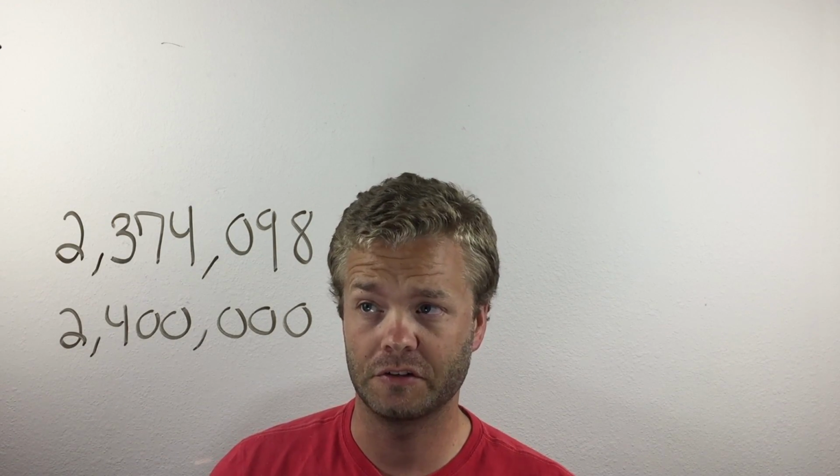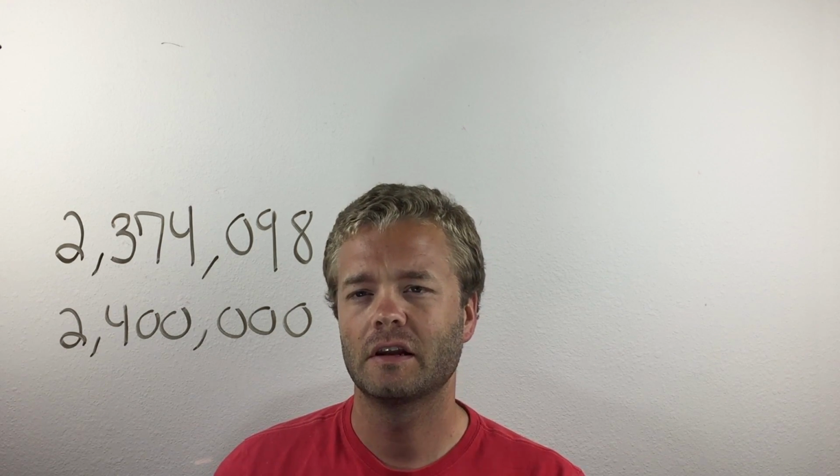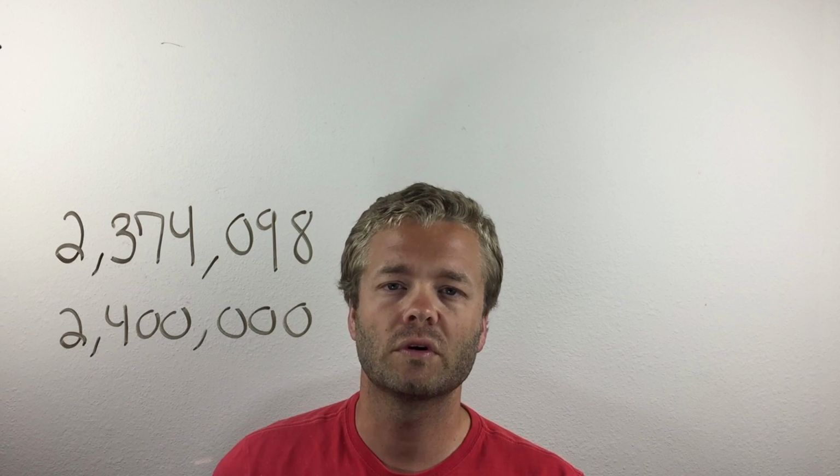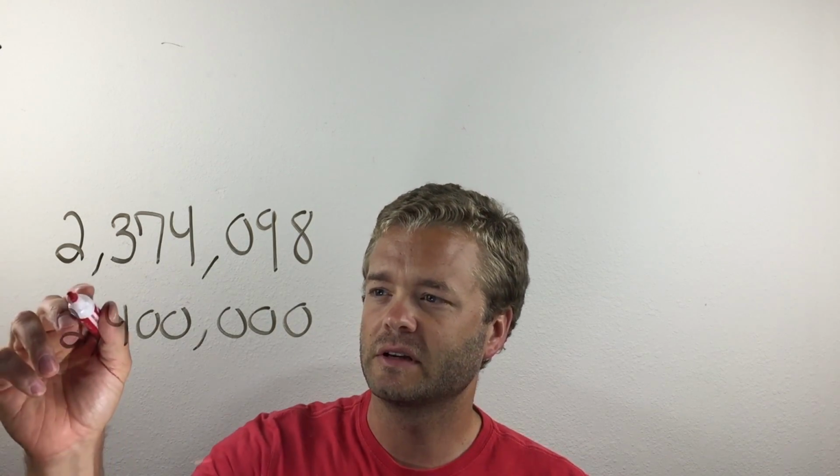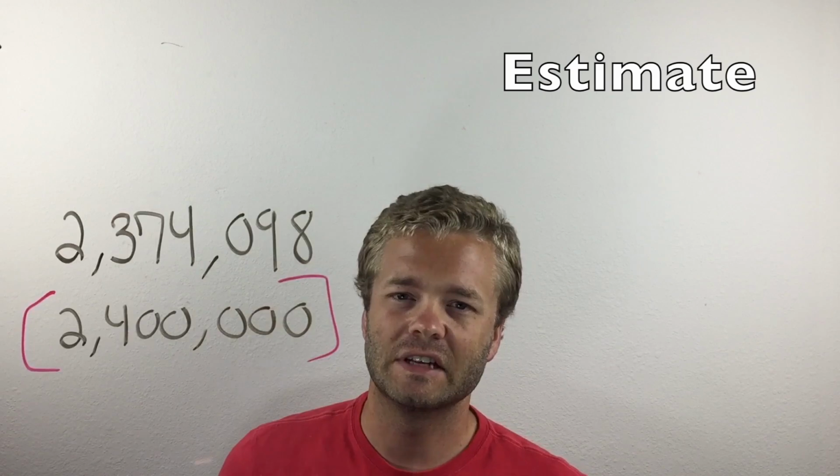If you're having a conversation with someone, you're not going to say, the population of Dallas is 2,374,098. By the time you say that, a couple of kids could have been born in Dallas, a couple of people could have moved to or away from Dallas, and all of a sudden it changed. So that's another reason you round, because by saying the rounded number, it gives an estimate.